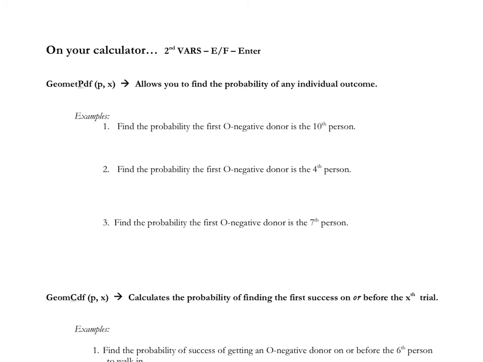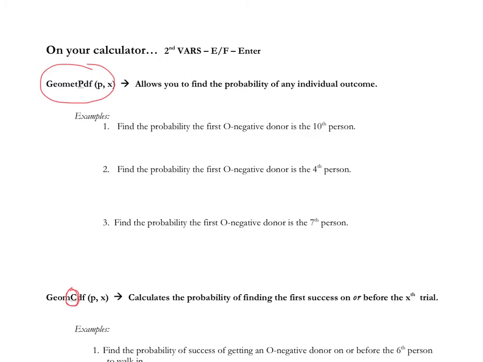But we are looking for geometPDF in our calculator. So we can find that by going to 2nd VARS and selecting E, and then hitting enter. Notice down here that I have the CDF, so right now we're going to work on PDF and we'll talk about the difference. Okay, PDF allows you to find the probability of any individual outcome.